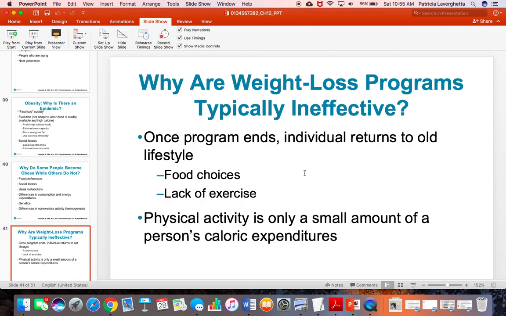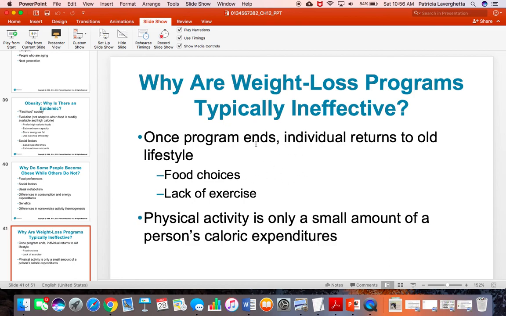Especially if you look at differences between males and females. Females tend to burn a little bit less at rest. Their resting metabolism tends to be lower than a male's, so it's even harder for females to do this. Although males and females both tend to start gaining weight as you get older.